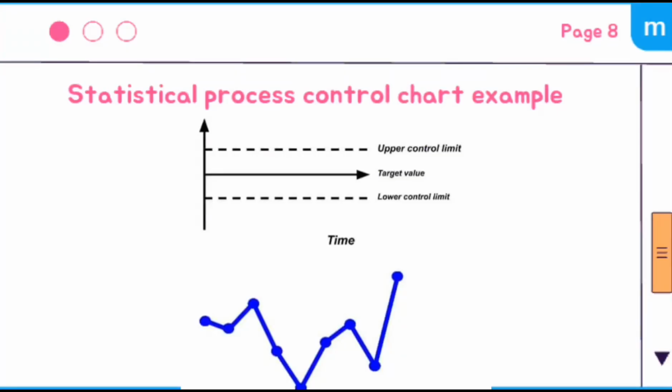This is an example of a statistical process control chart. Control charts, also known as Shewhart charts or process behavior charts, are a statistical process control tool used to determine if a manufacturing or business process is in a state of control. It is more appropriate to say that control charts are graphical devices for statistical process monitoring.